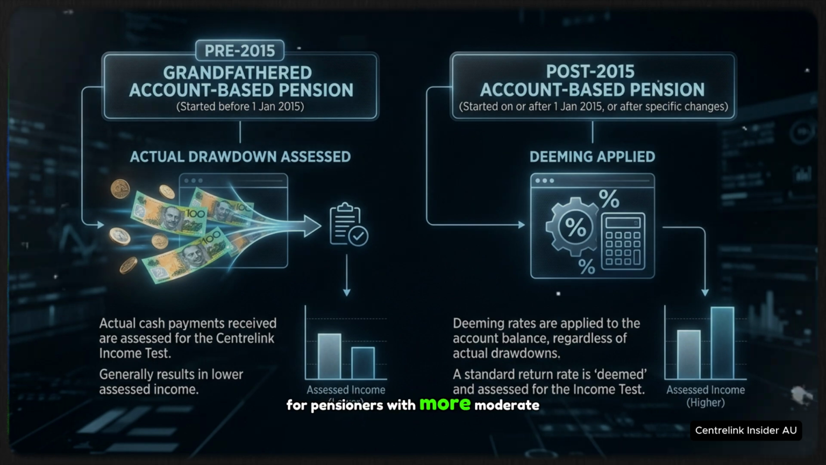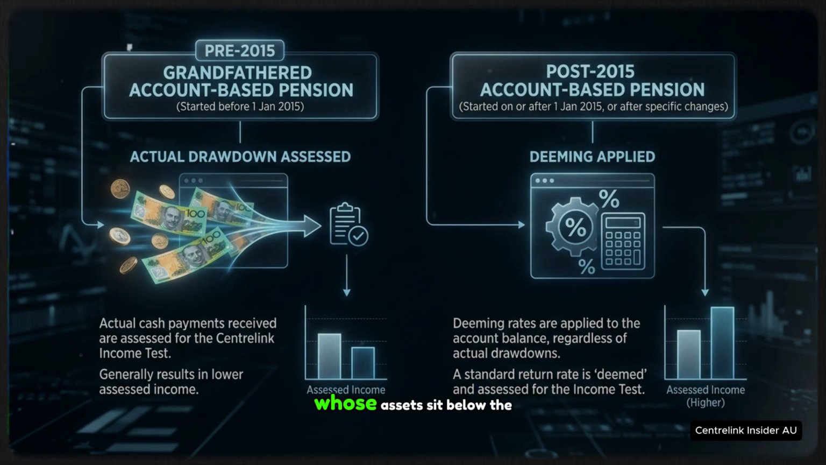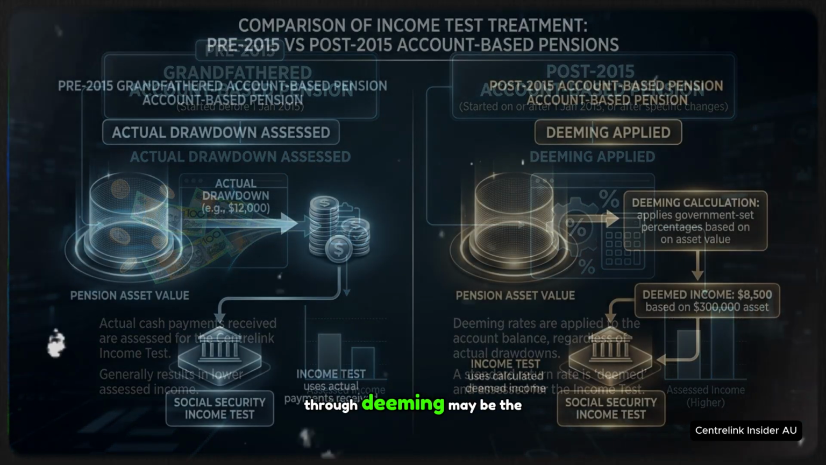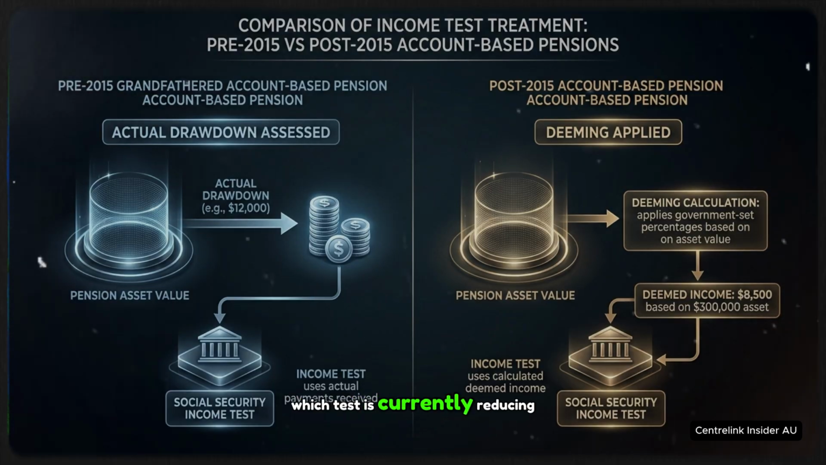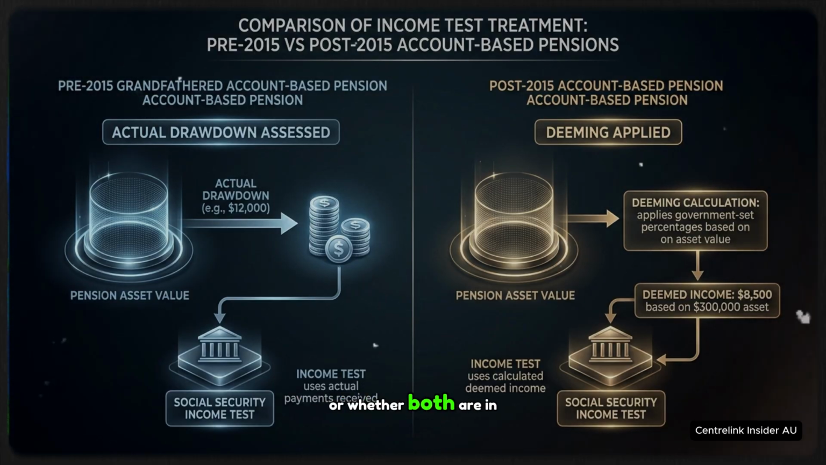For pensioners with more moderate financial asset balances whose assets sit below the full pension threshold, the income test through deeming may be the binding constraint. Understanding which test is currently reducing your pension, or whether both are in play simultaneously, is essential for knowing which strategies are most worth pursuing.